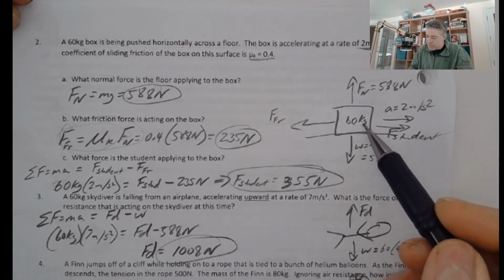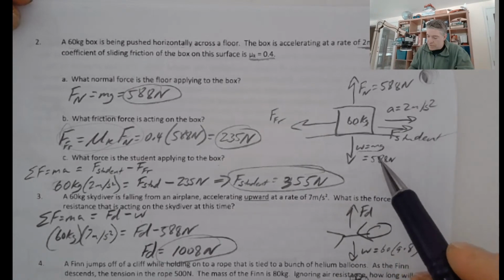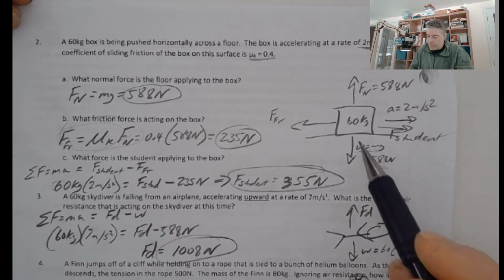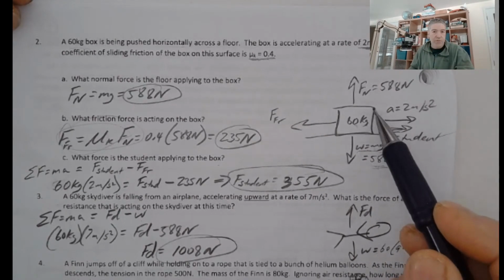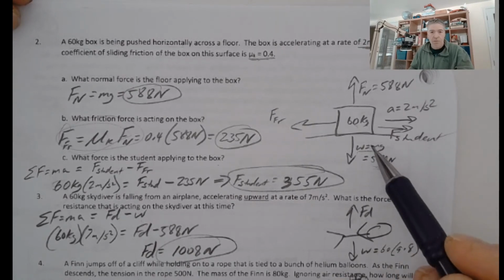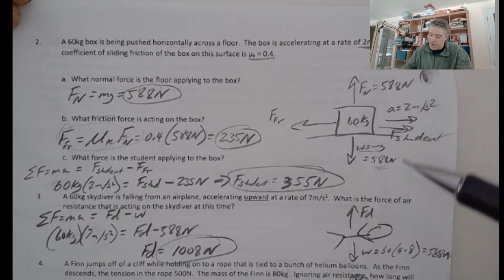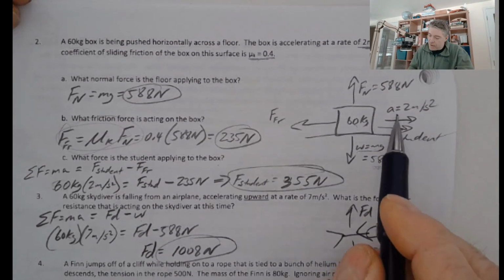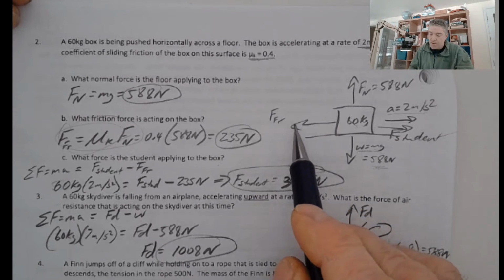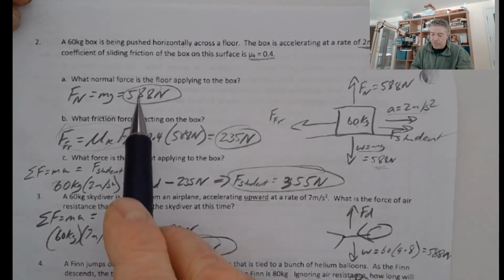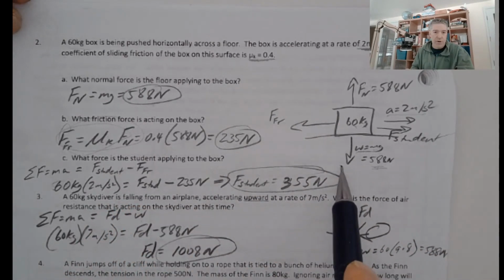So here's the box, there's the mass. The weight is just mass times gravity, so 60 times 9.8, and that equals the normal force, because the forces are balanced in this dimension, it's not going up or down. If it is accelerating to the right, that means friction is acting to the left. First one, what's the normal force? I've already been over that.